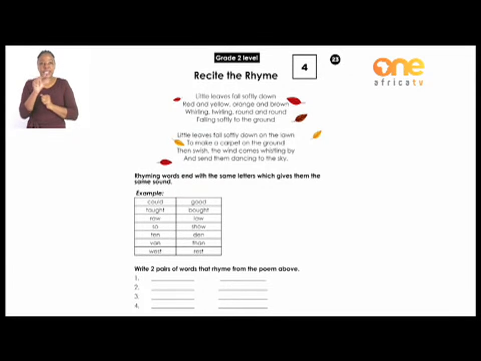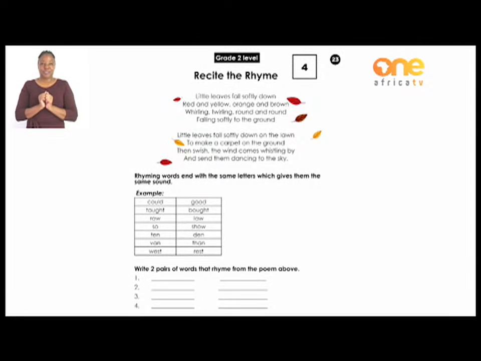Little leaves fall softly down, red and yellow, orange and brown, whirling and twirling round and round, falling softly to the ground. Little leaves fall softly down on the lawn to make a carpet on the ground. Then swish, the wind comes whistling by and send them up dancing in the sky. Wow, I really love this poem.